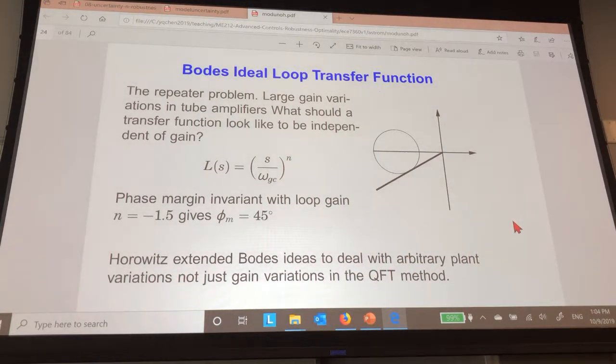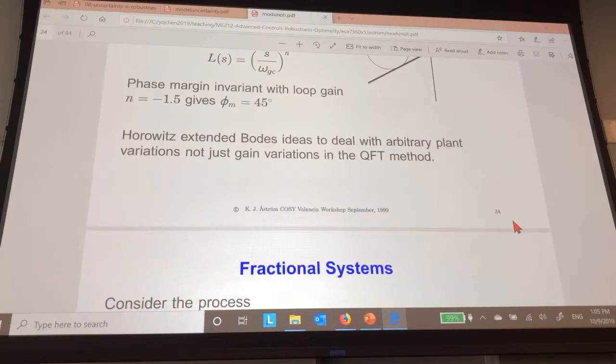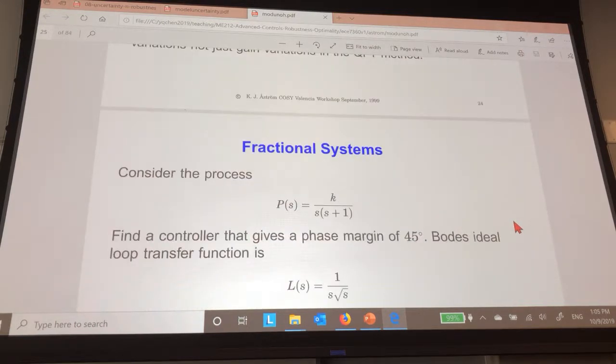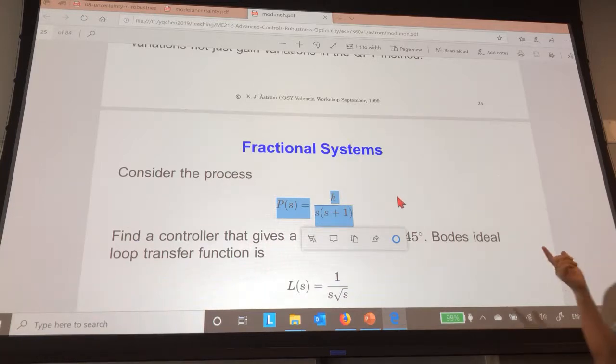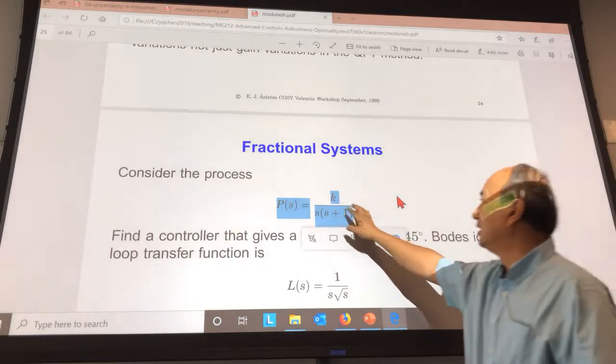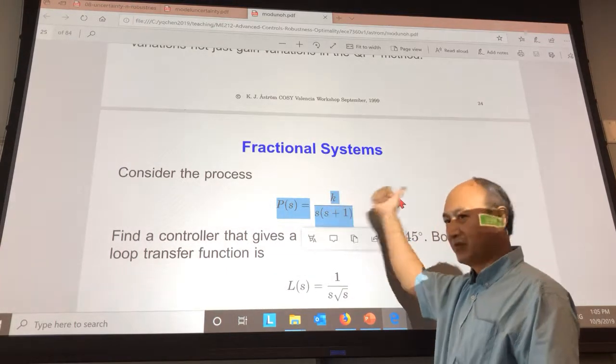And so when people say Bode's ideal loop transfer function, you should be careful. It is actually a fractional order integrator. So if you have a system like this, this system is a typical position servo system. So you have a velocity servo integration, you got a position, right?